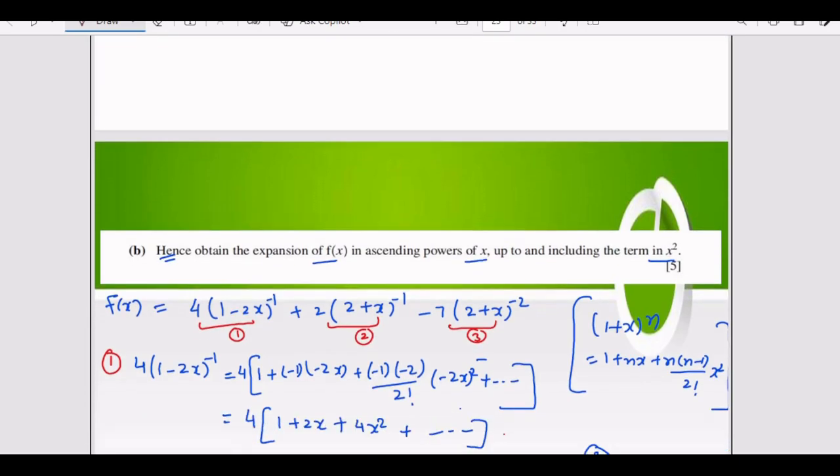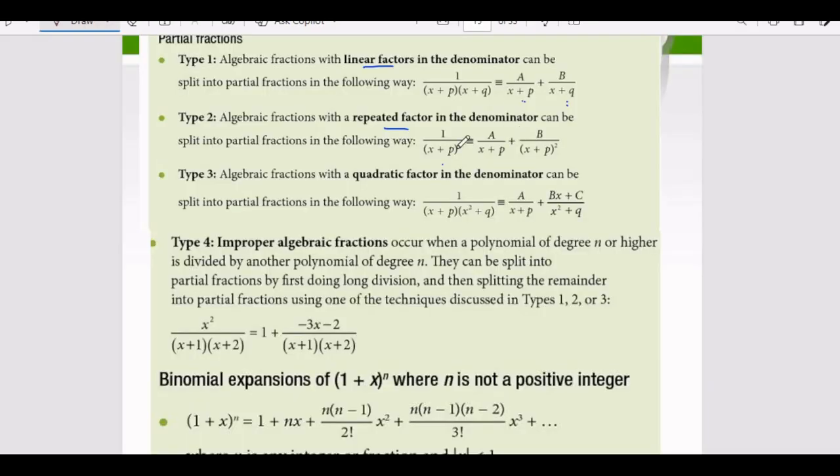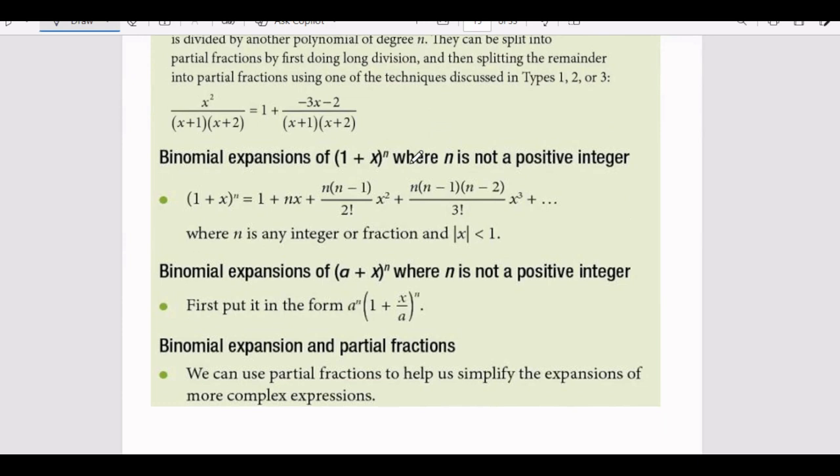So this was also 5 marks. Now there is another follow-up question here. State the set of values of x for which the expansion is valid. As I think you remember, let me show you when we did this one here. These expansions are valid when mod x is less than 1. So this is our x.